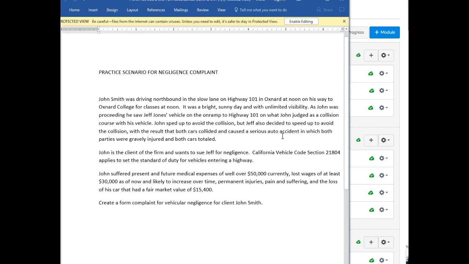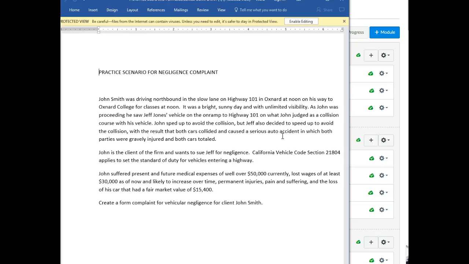All right, John suffered present and future medical expenses well over $50,000 currently, lost wages of at least $30,000 as of now and likely to increase over time, permanent injuries, pain and suffering, and the loss of his car that had a fair market value of $15,400.